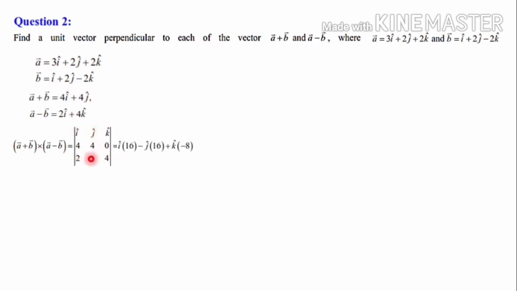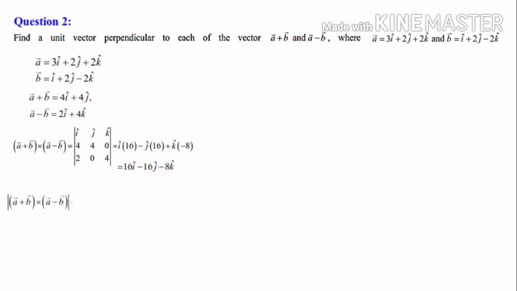4 into 4, 16, minus 0. 16 minus 0 is 16. Then j into, that row and column is gone, 4 into 4, 16, minus 2 into 0, 0. So 16 minus 0, again 16. Plus k cap into, that row and column is gone, 4 into 0 is 0, minus 4 into 2 is 8. So 0 minus 8 is minus 8. So we have got the answer as 16 i cap minus 16 j cap minus 8 k cap.